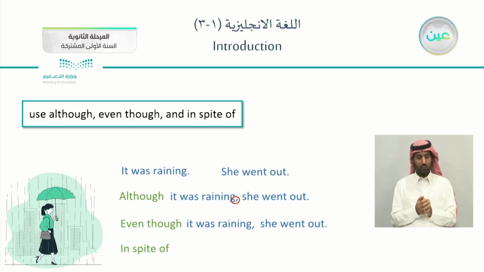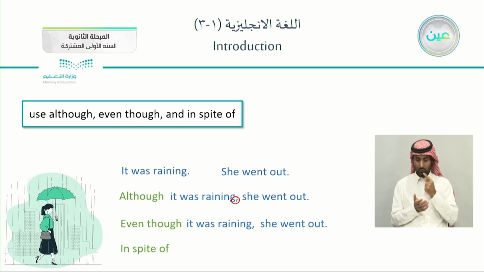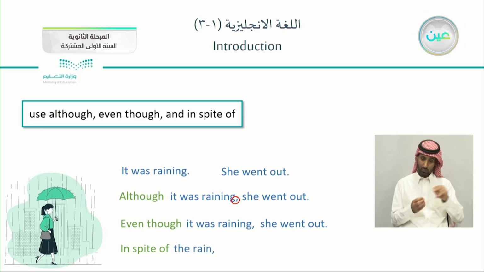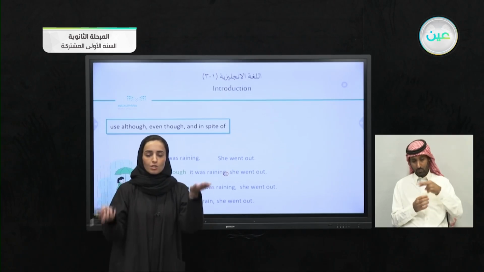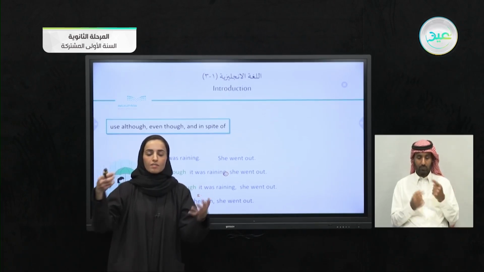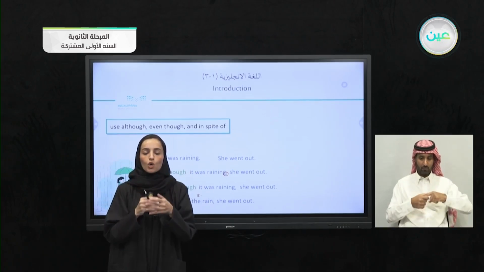However, in spite of is different. It carries the same meaning with a different order. Let's say, in spite of the rain. Here, it's only a noun. We won't use a verb. In spite of the rain, she went out. So we're having two different, opposing ideas, positive and negative. We will connect them all together.